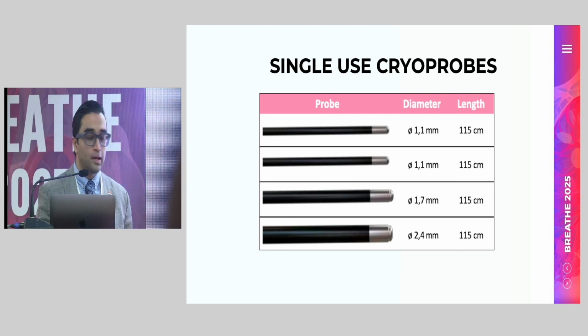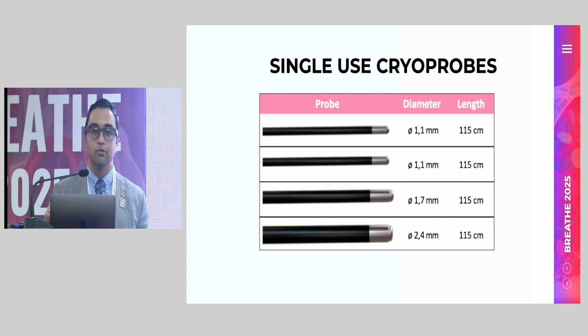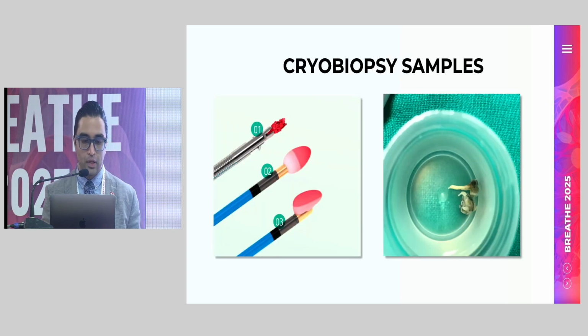The game changer here is the 1.1 cryoprobe, because now this has enabled us to perform EBUS guided cryobiopsy, because this is the probe which can pass through your EBUS scope. The sole reason cryobiopsy is taken seriously in the past 1 decade is because of this.